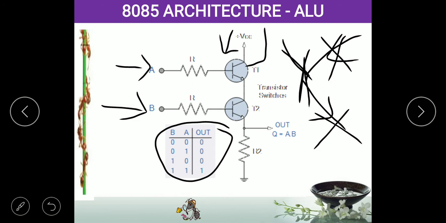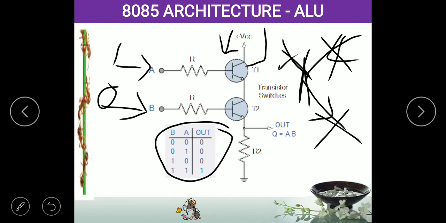Suppose I am giving 1 to A and 0 to B. At that time, what happens? The 1 goes here, the base is energized, and the collector is already connected to the VCC supply, so that is also energized. Then transistor A will give an output of 1 to transistor B. Now, if you take transistor B, its collector is energized because of the previous transistor, but its base is 0, not energized, so it will not emit anything. So you will get 0 as the answer.